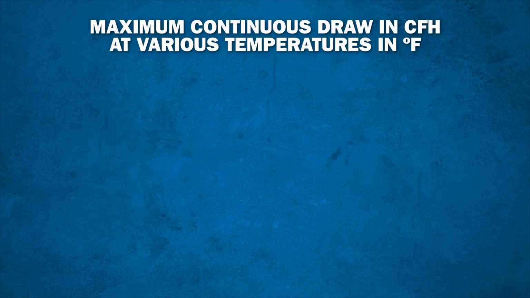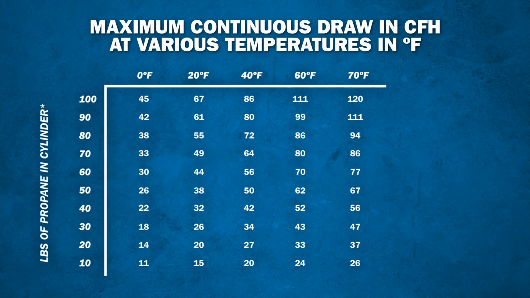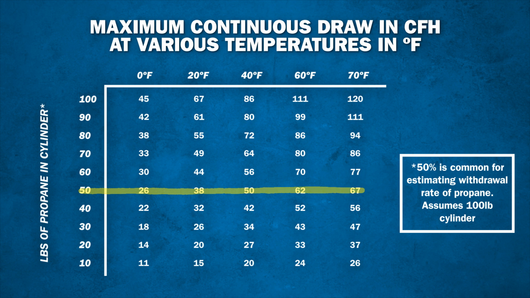Fuel gas withdrawal limitations for alternate fuels vary more based on temperature and cylinder size. For example, if I have a 100-pound cylinder and it's 60 degrees Fahrenheit, I could conservatively estimate that it would supply about 62 CFH of propane. If I need more than that, I would either need to manifold multiple cylinders together or get a larger cylinder.